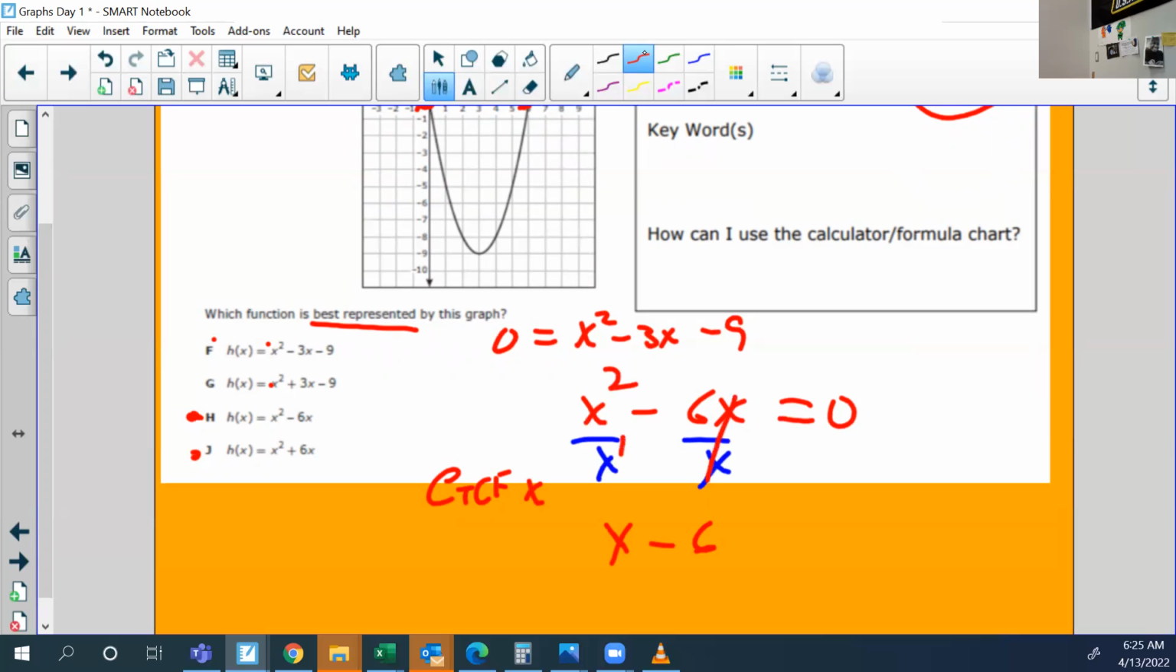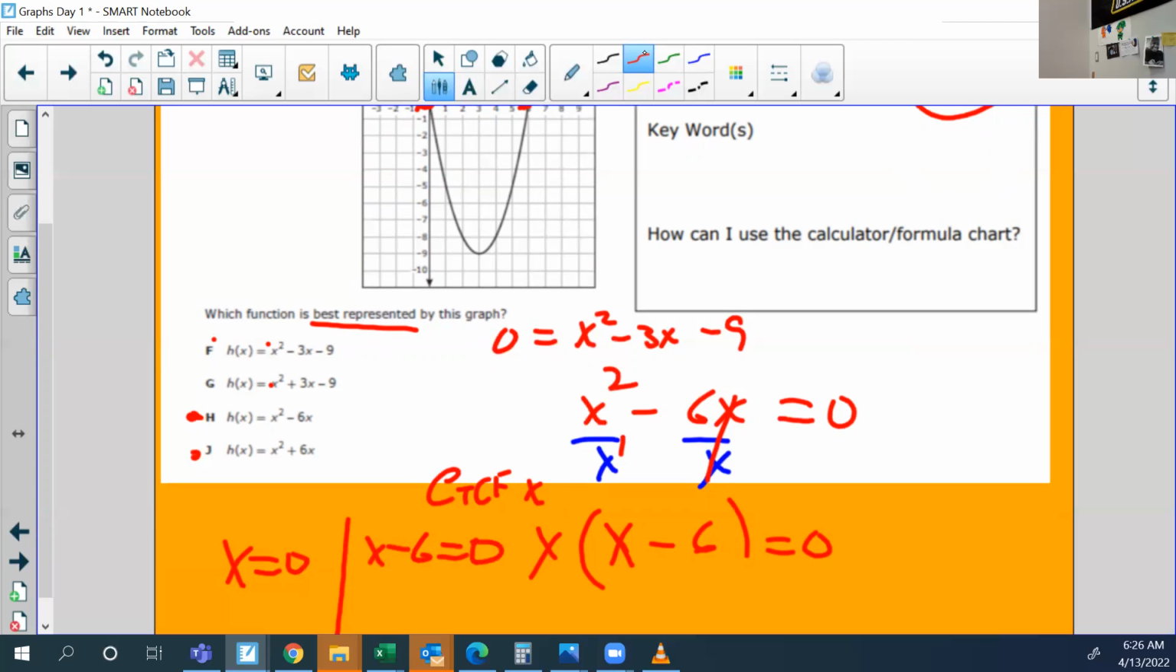X squared divided by x is just x. So my factors now are x times x minus 6, which equals 0. And I can see then that I set both factors to 0. I'm going to have x equals 0 as one factor, and x minus 6 equals 0 as the other factor.